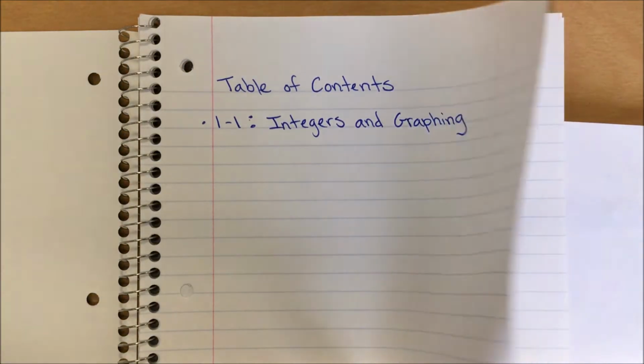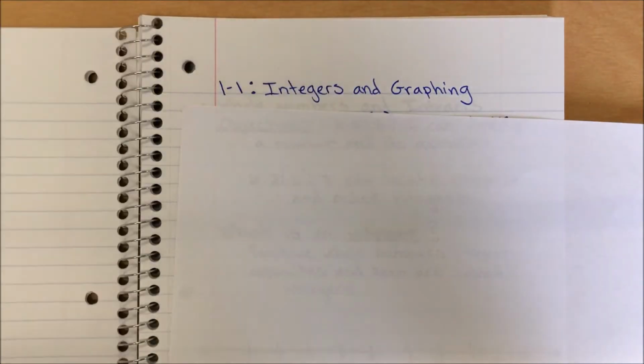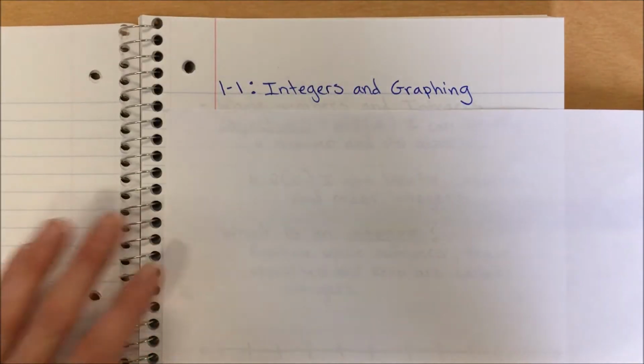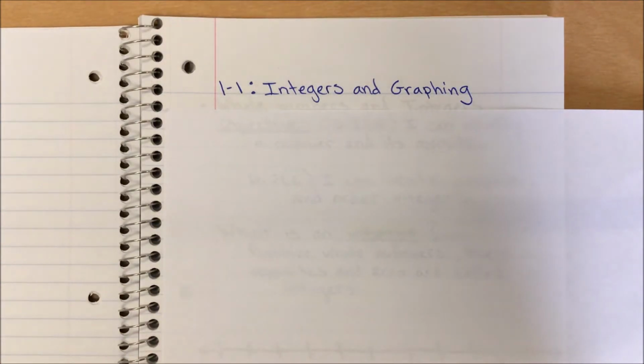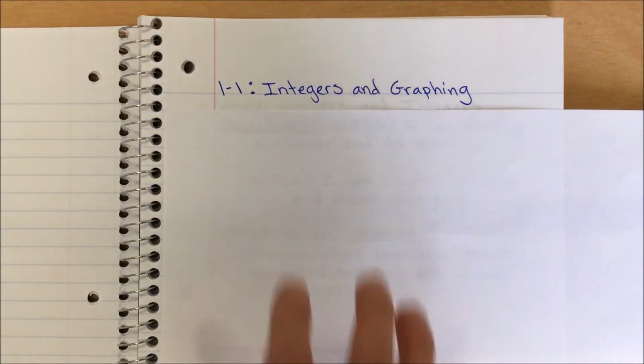After you write that, I want you to skip a couple pages so you have space to write the name of your lessons in your table of contents. Okay, and we're going to title Lesson 1 today. It's 1-1 for Chapter 1, Lesson 1, Integers and Graphing.